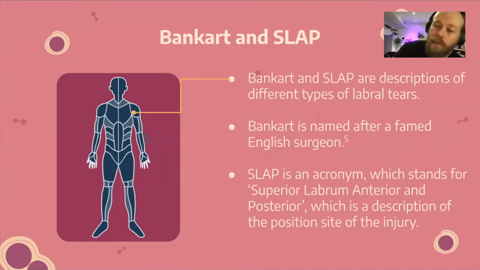So Bankart and SLAP tears are both different kinds of tears, and they're differentiated by the position of the tear itself. And we'll get into the specific positions of that here in just a moment. Bankart is named after a famed English surgeon, and SLAP is an acronym, superior labrum anterior posterior. It's one thing to say that, it's another thing to just see an image that makes it clear as day. And so we'll kind of go into a little bit of a description, and then I'll show some images.